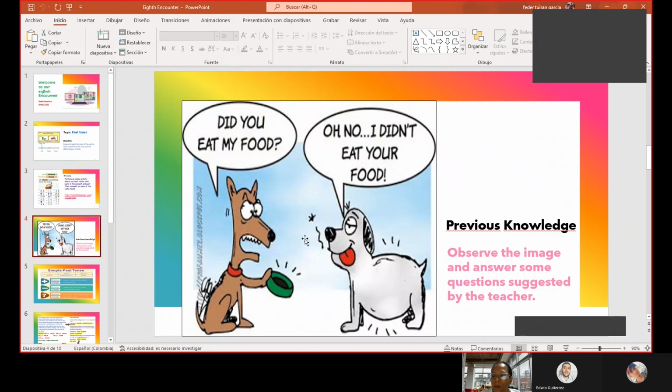Now I want you to observe this image, pay attention to what they are talking about, read, look at the image, the details, and what they are talking about, and share with me what you understand about it.